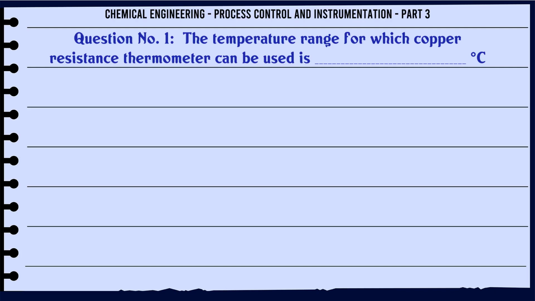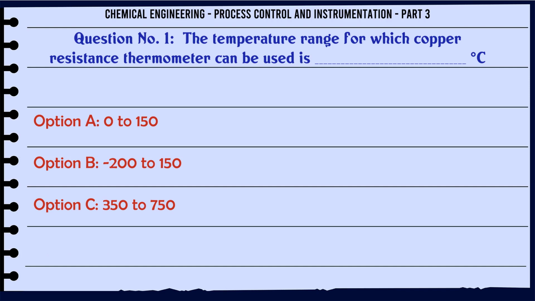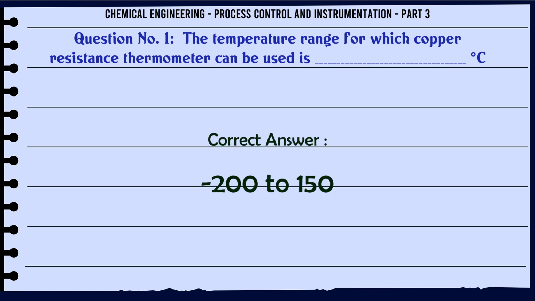The temperature range for which copper resistance thermometer can be used is: A. 0 to 150, B. -200 to 150, C. 350 to 750, D. 500 to 900. The correct answer is -200 to 150.